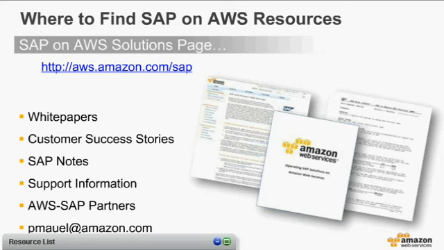Question here I'll take. Do I need to have an SAP license in order to use SAP Business Suite, for instance, on AWS? The answer is yes. In the bring your own license model, you bring your own licenses and deploy on us just like you would on-prem, but on our cloud.